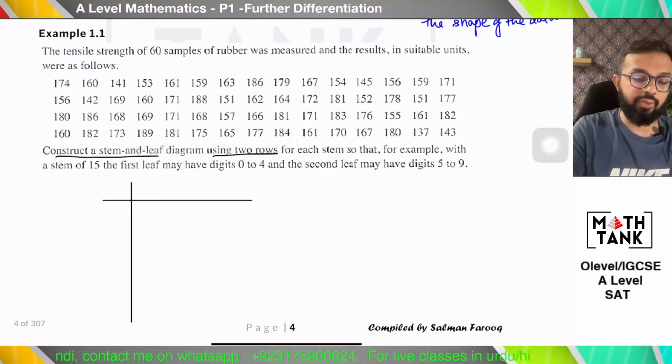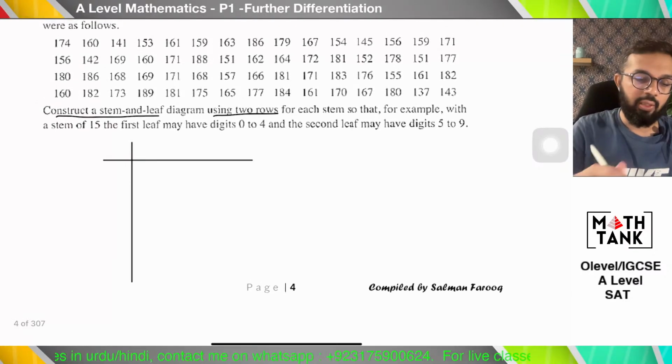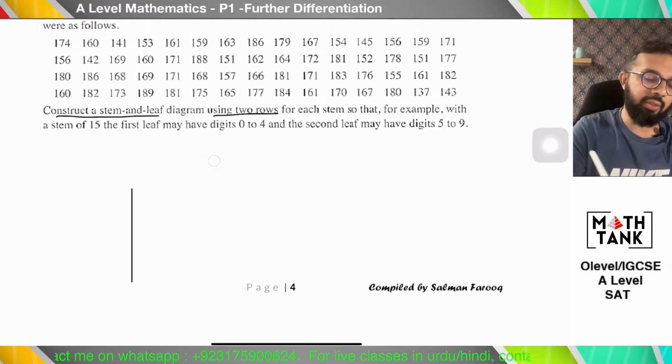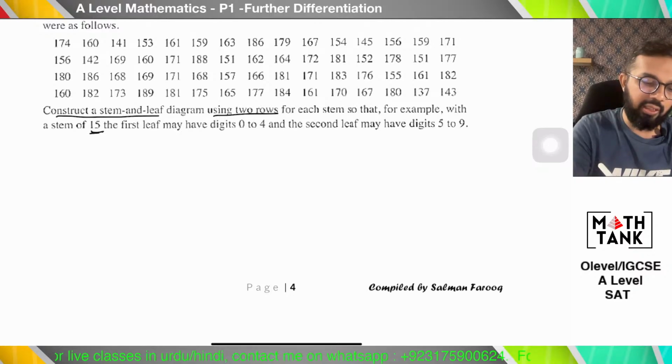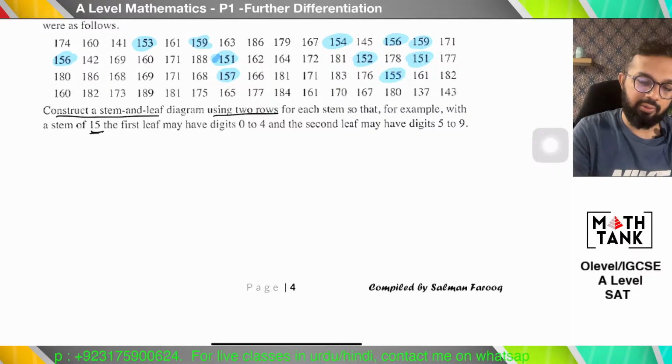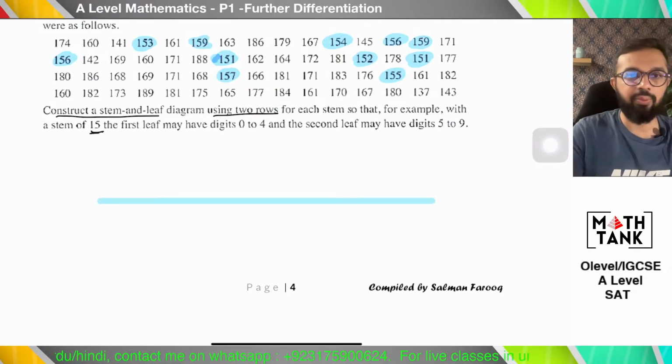Okay. So this says construct a stem and leaf diagram using two rows for each stem, so that, for example, with a stem of 15, the first leaf may have digits 0 to 4. Now what it's saying is कि अगर मेरे पास थोड़ा ज़्यादा डेटा है, मैं अगर 15 का एक ही स्टेम बना लूँ, तो देखो उसमें कितनी ऑब्जर्वेशन मुझे लिखनी पड़ेंगी. 1, 2, 3, 4, 5, 6, 7, 8, 9, 10, 11. Okay, so I'll have to write 11 observations like that.